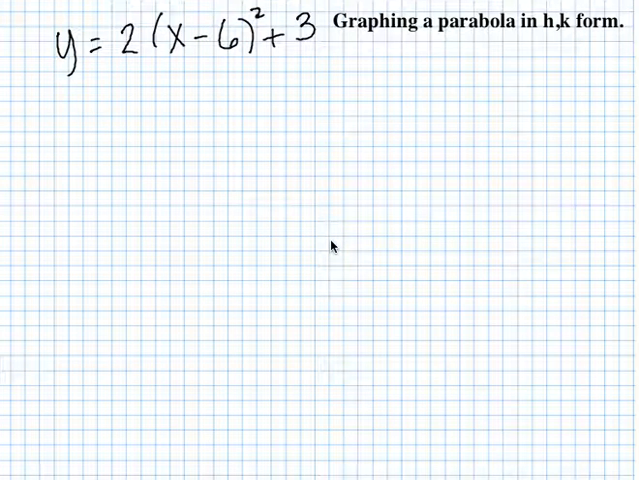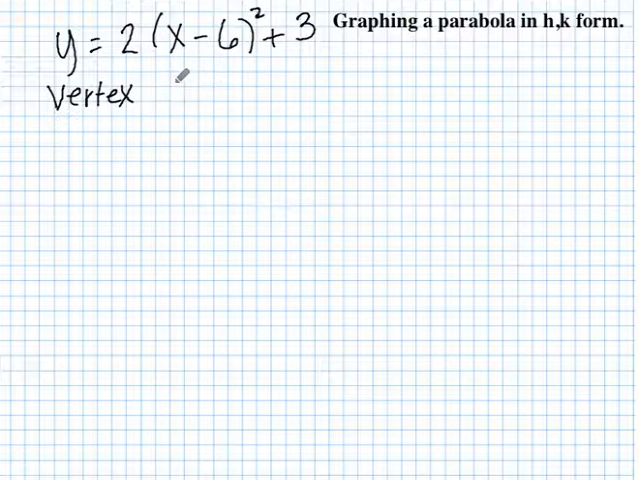Hello, this is Mrs. Dowell, and I would like to talk to you today about how to graph a parabola that is in HK form. Now, this is a very good thing. HK form is vertex form. We are very happy when it's in vertex form because we are able to look at our equation and identify quickly what our vertex is going to be.